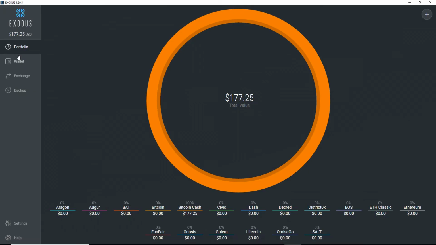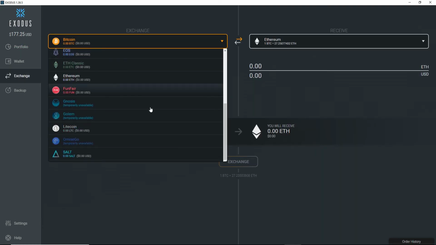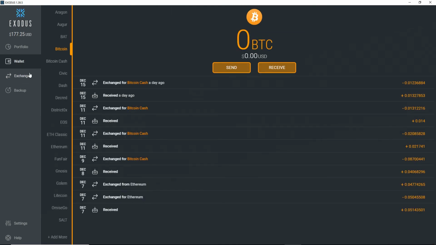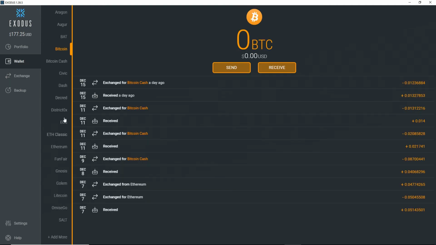So this is what Exodus looks like. You can also exchange for different coins on Exodus. They use Shapeshift. And while they don't say they have a fee, they kind of make money off the spread. So the spread, like I said, can be pretty significant at times. You can lose quite a bit of money just from the spread. But it's a good wallet for multiple coins, though I pretty much only use Bitcoin, Ethereum, and Litecoin.